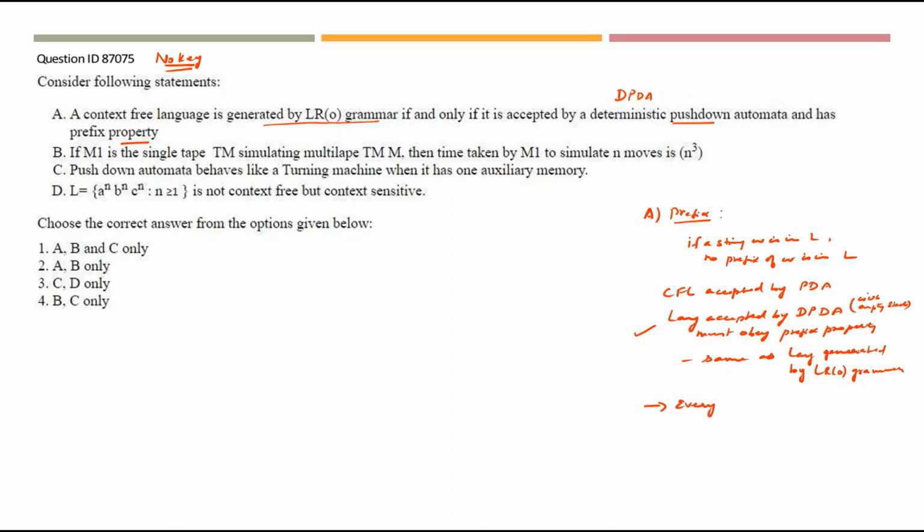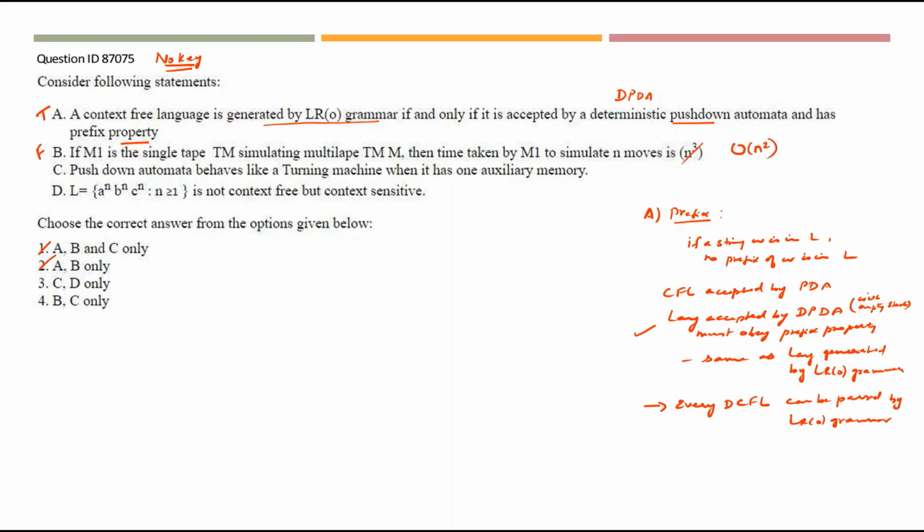Every deterministic context-free language (DCFL) can be parsed by an LR(0) grammar. So we can mark A to be true. Next statement: if M1 is the single tape Turing machine simulating a multi-tape Turing machine, then the time taken by M1 to simulate n moves is n^3. It is not n^3. The time taken by M1 to simulate n moves is big O of n^2. So B will be false.